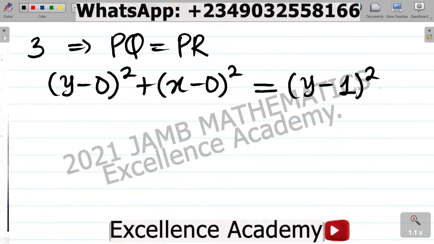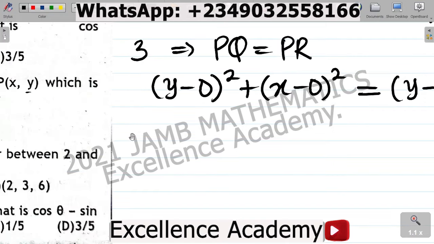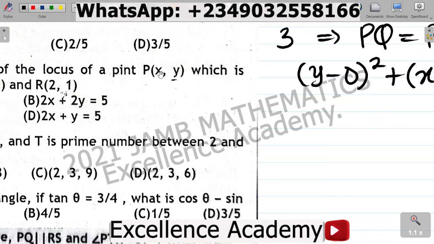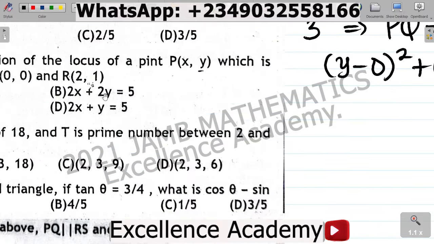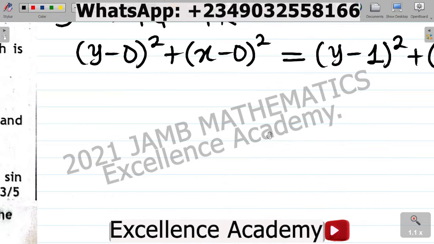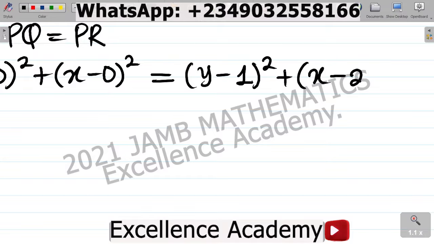Again, square this plus get the X value of P. For P, the X value is what there? X. So it becomes X minus, let's get the X value of R, which is this one here, 2. So we have this minus 2, and this value here, of course, squared.